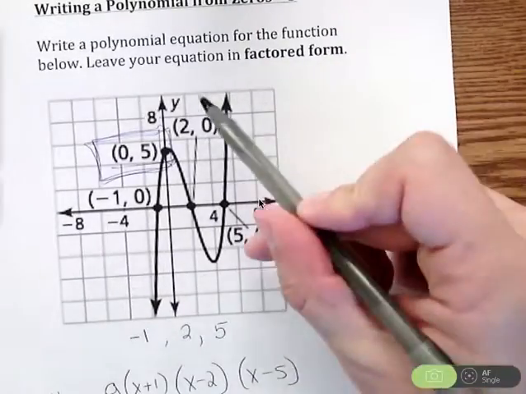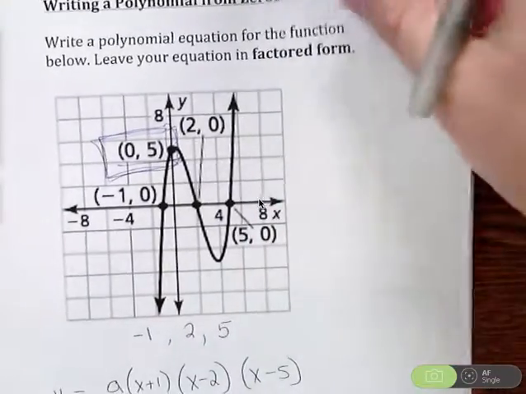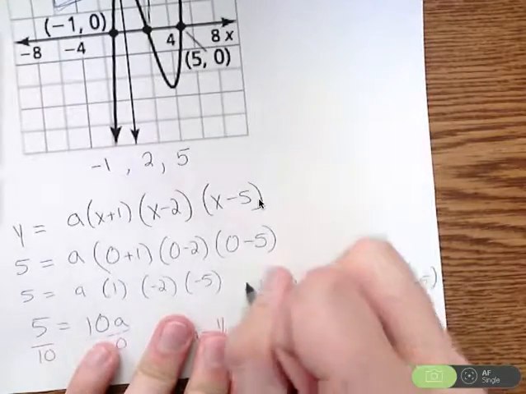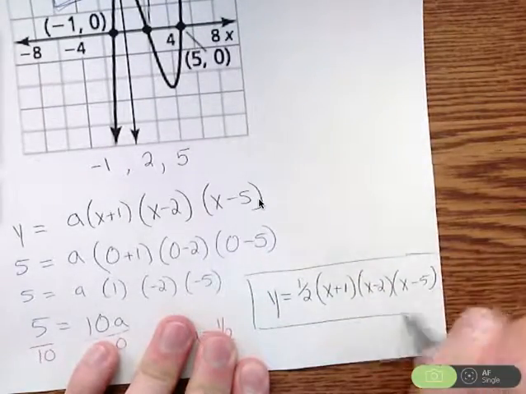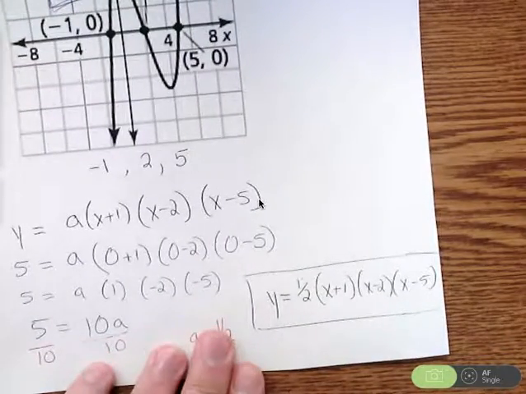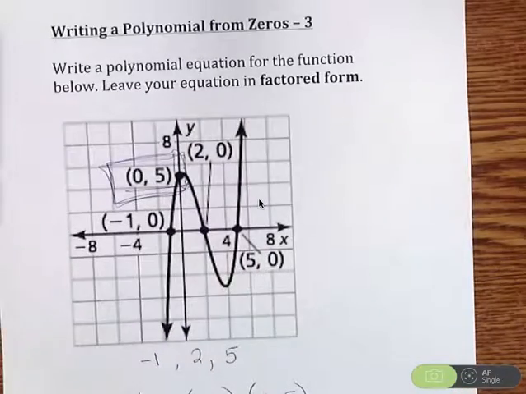Now this is factored form. Remember, the directions told us to leave our equation in factored form. So we do not need to multiply all this out. Since it asks for factored form, we are done. That is our answer. y equals 1/2 times x plus 1 times x minus 2 times x minus 5. And that was writing a polynomial from zeros, the third video, with a not being 1.